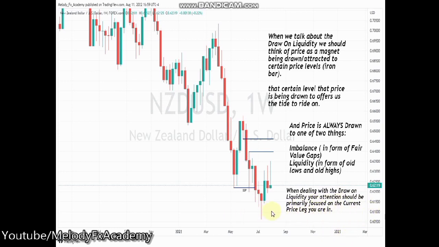So what do I mean by price leg? By understanding the current price leg you are in. From this low to this high, this is a single price leg. From this high to this low, this is a single price leg. From this low to this high, this is another price leg. Then from this high to this low, this is another price leg. Now currently we are in this price leg, so we view it in terms of price leg.